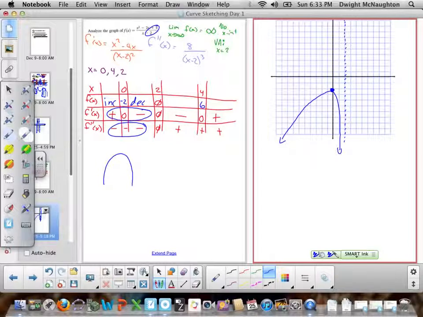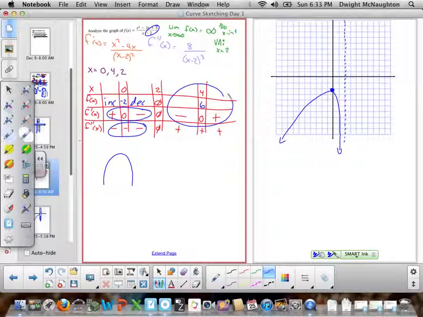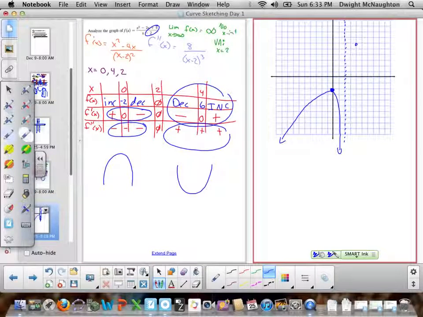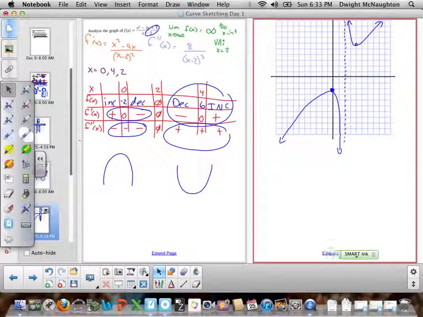If we look at this interval right here, we should see that x equals 4 is a relative minimum because the first derivative changes from negative to positive, meaning the function changes from decreasing to increasing. And we're concave up. So at (4, 6), remembering our asymptotes and intercepts, that is the shape we get.